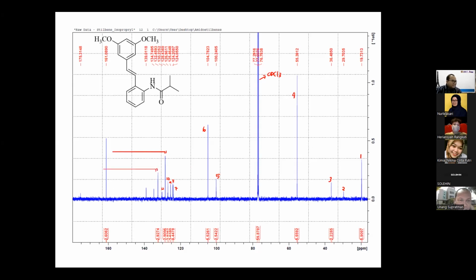Where is number one in this structure? Okay, first you have to label from your right to your left. Carbon number 1, 2, 3, 4, 5, 6, 7, 8, 9, 10, 11, 12, 13, 14, 15, 16, and 17. This is what you have to do.